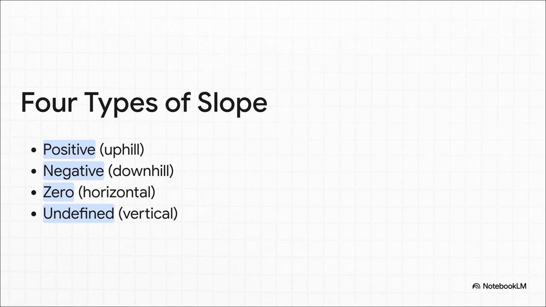It can be positive, heading uphill, like you're climbing a mountain. It can be negative, going downhill. It can be zero, totally flat. Or, in this one weird case, it can be undefined. That's a straight vertical line. It's like trying to divide by zero, which, as you know, is a big no-no.